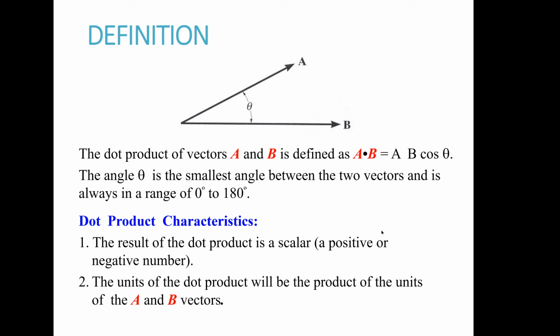Just a couple of points here. What you'll recognize is when you do the dot product, you come up with a scalar on this side. So it's going to give you a scalar result, just the product of the units of A and B.